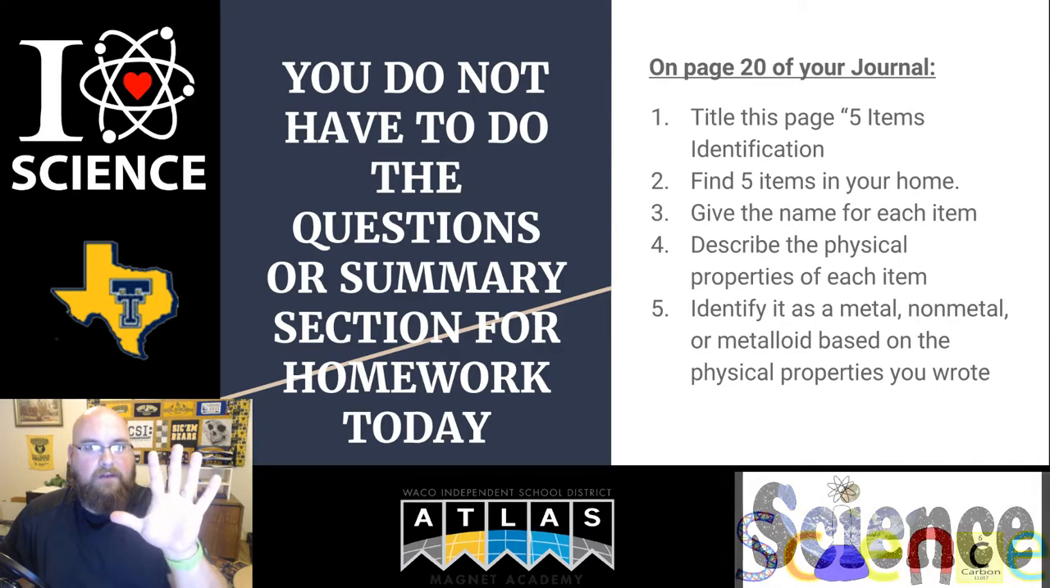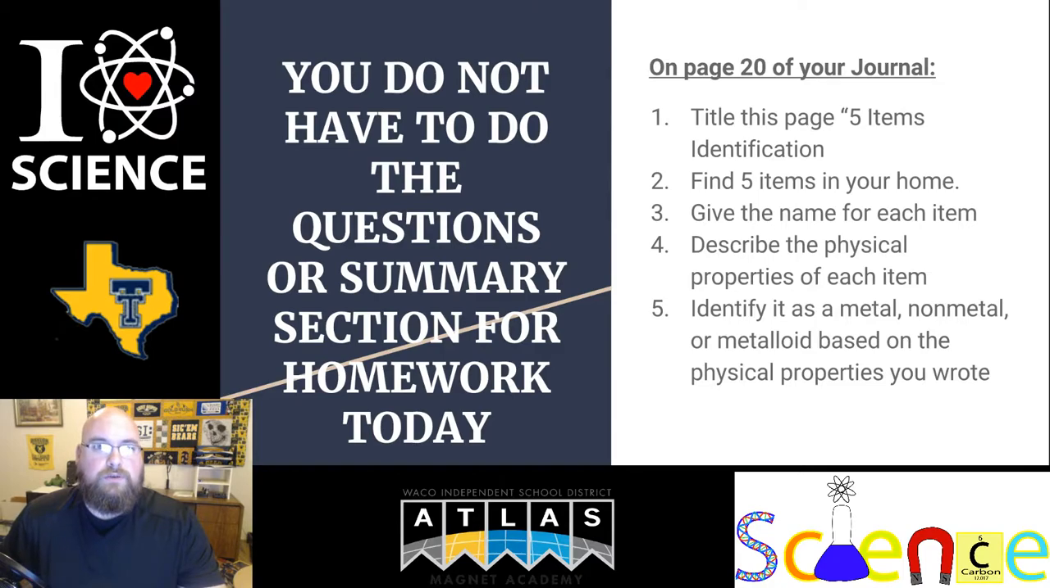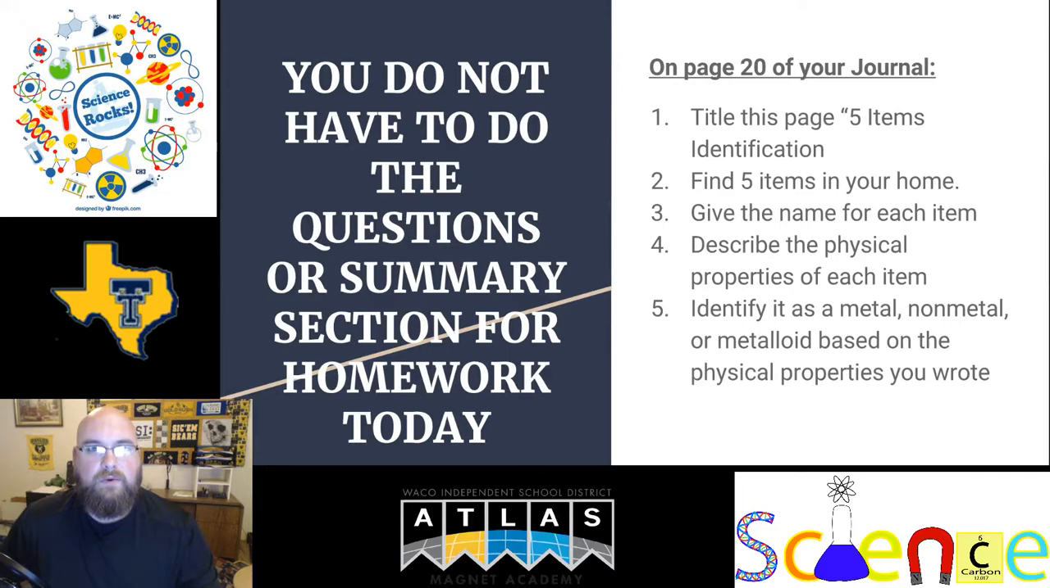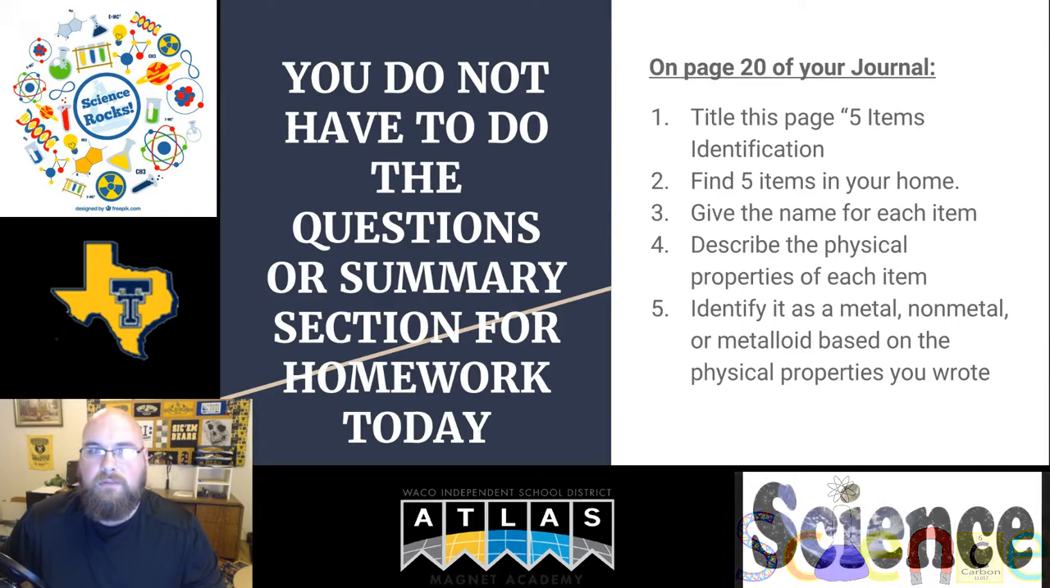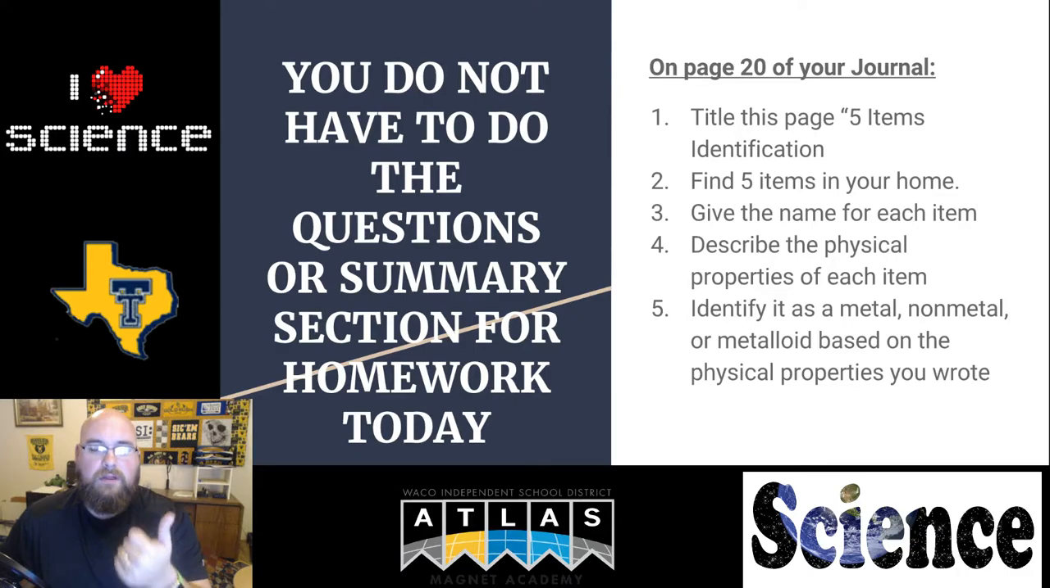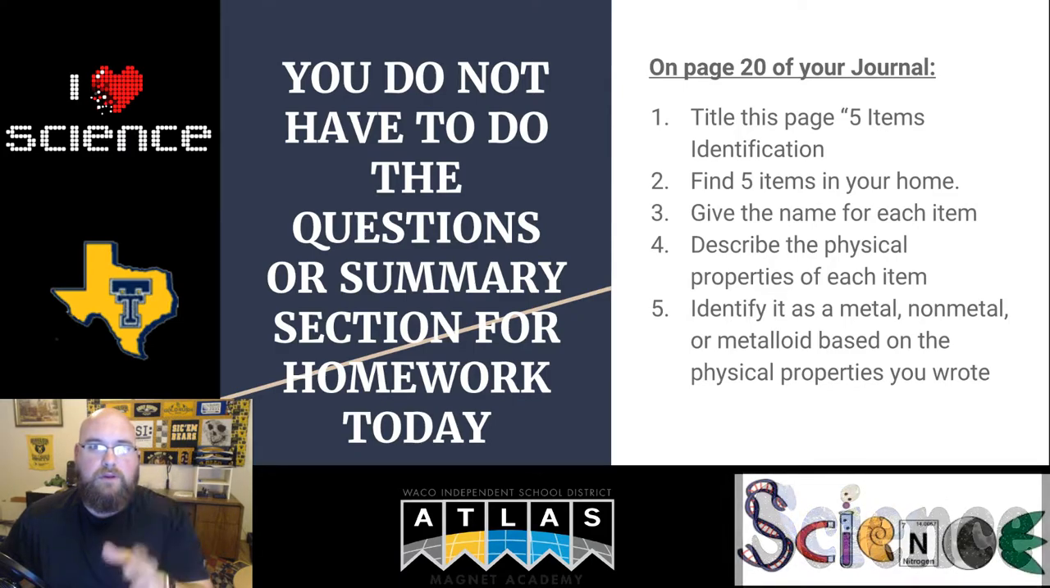You're going to pick 5 items from your home, and I want you to give it its name, tell us what the name of it is, describe its physical properties based on some of the ones we've talked about today, and then I want you to identify that item or part of that item as a metal, non-metal, or metalloid. So make sure that you have 5 different examples. So don't just pick a chair that has a wood back, metal legs, and do that as a metal and non-metal. Pick 5 different items. You can pick the whole item or a particular part of it and identify that.